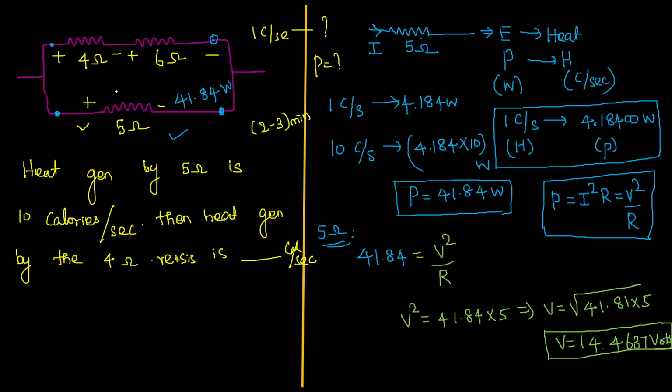Fine sir. Anyway, what is the voltage? It will be 14.46. Now the same voltage will be appearing between these two junctions. So now we know the total voltage between these two nodes. How will you identify the voltage drop across the 4 ohm resistor? For that we have to apply the voltage division rule. Chalo, now apply the voltage division rule.